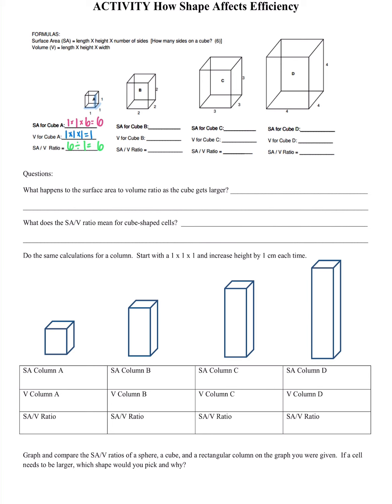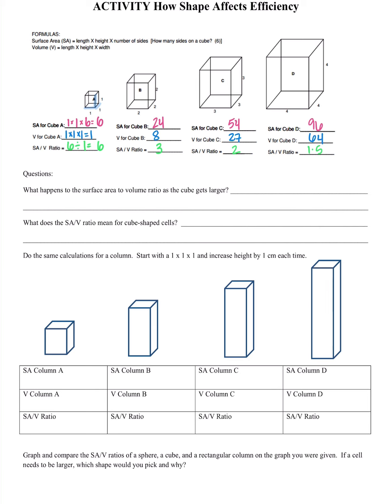Now you're going to go ahead and try for the other ones. So pause here and try cube B. This is what you should have gotten. Now pause and try cube C. This is what you should have gotten. Now pause and try for cube D. This is what you should have gotten.